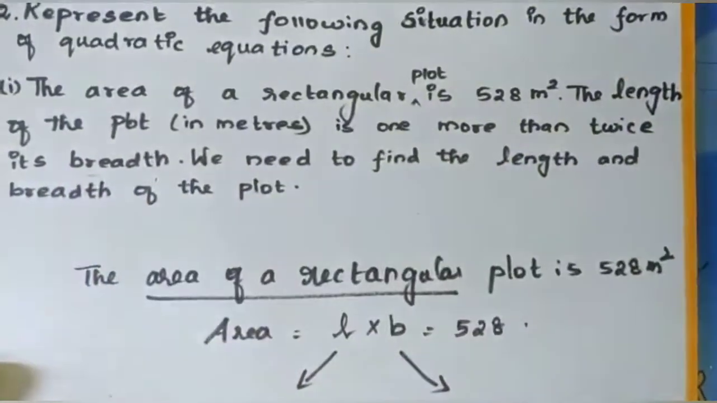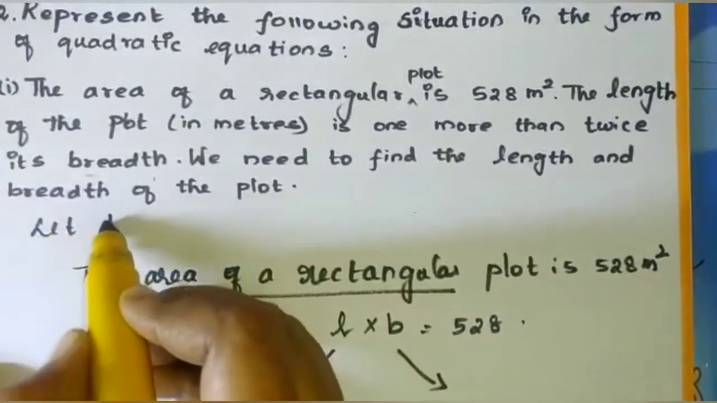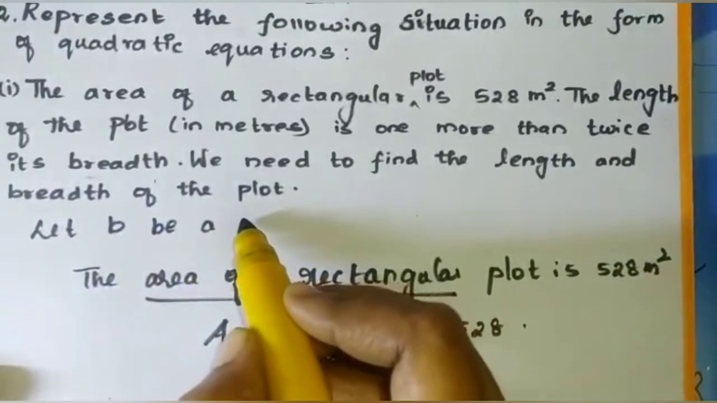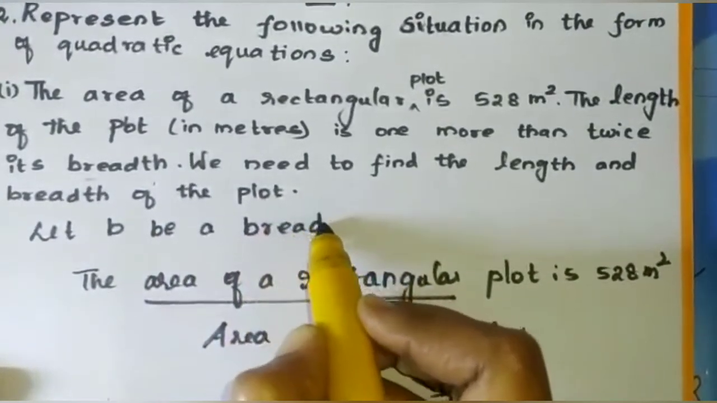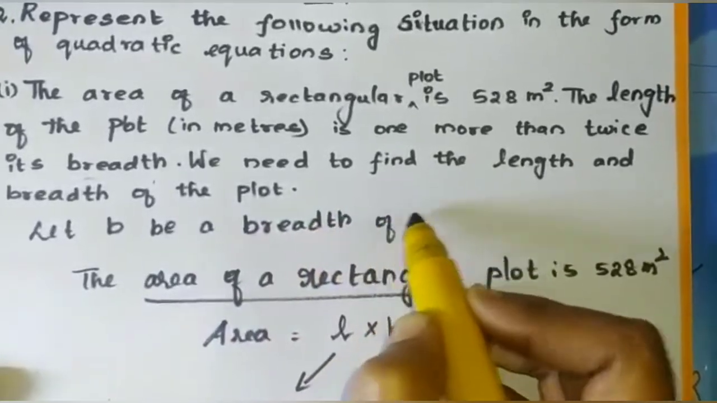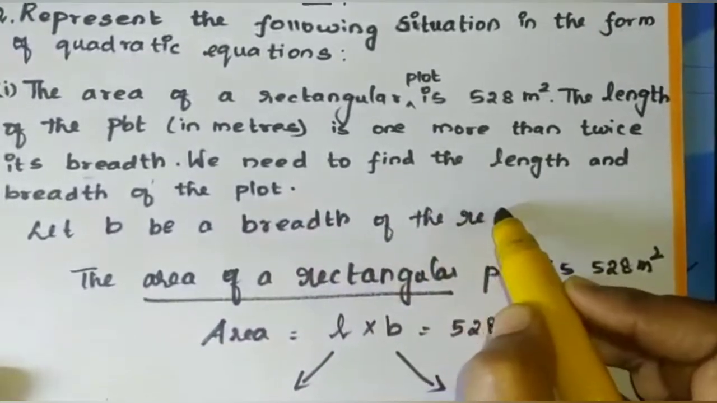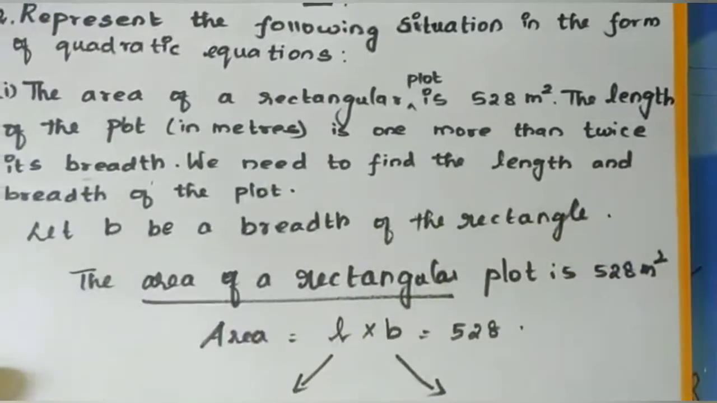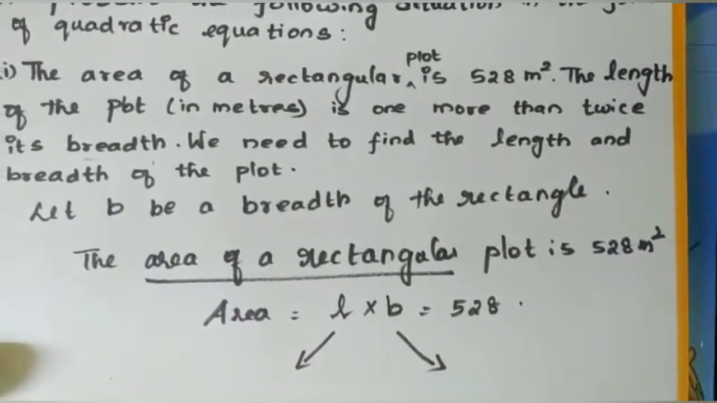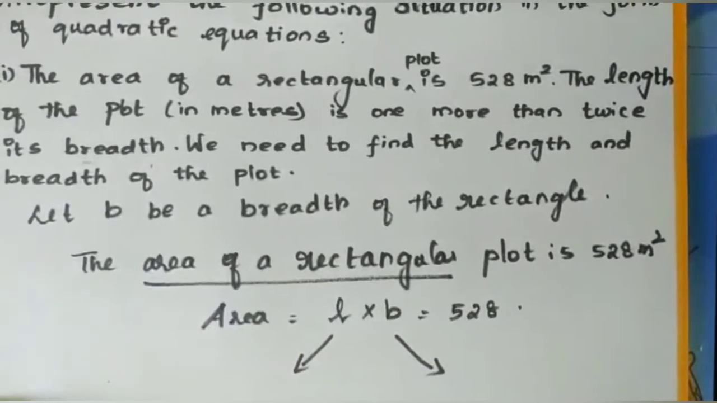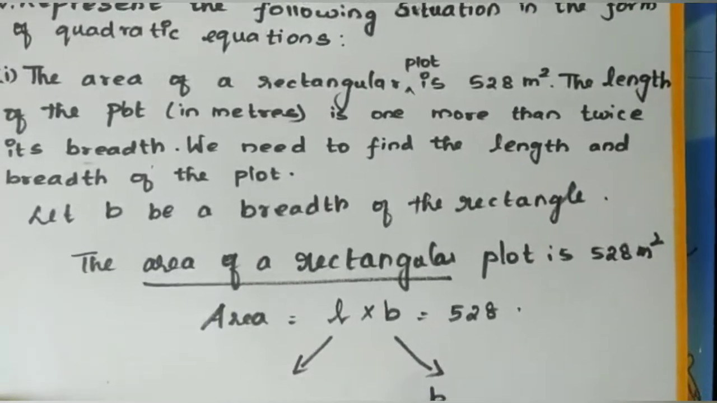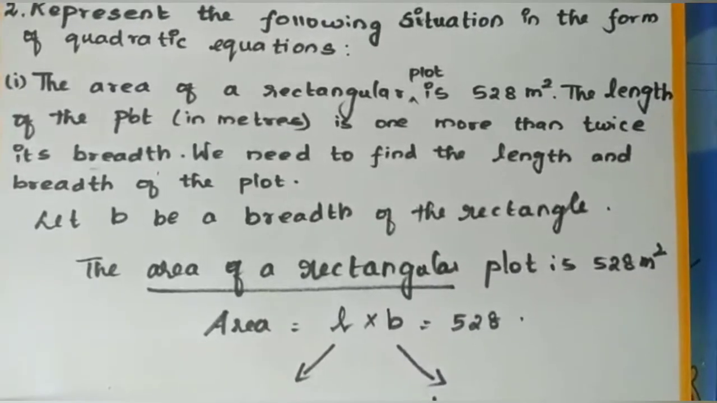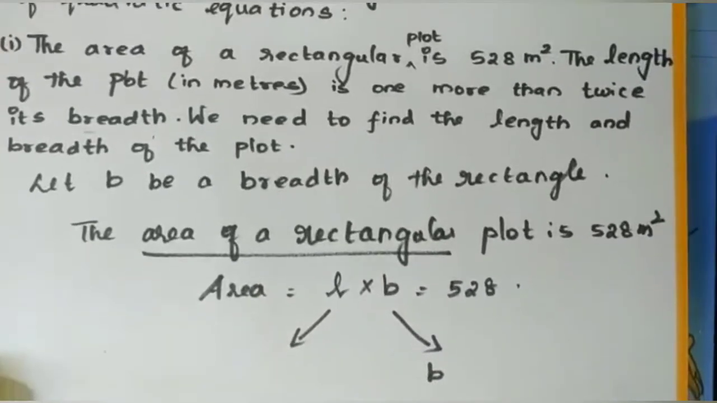So you have to take, let B be the breadth of the rectangle. Why do you have to use x and y alone? We can use any variable to frame a quadratic equation.